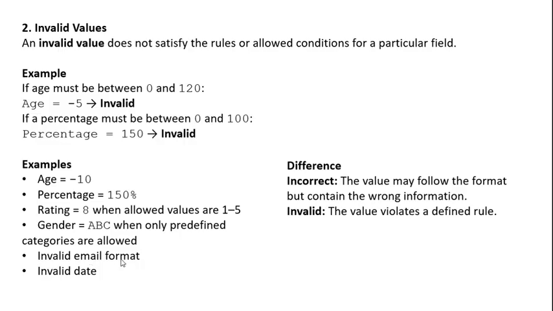Other examples are invalid email formats and invalid dates. The difference from incorrect is that the value may follow the format but the information is wrong, while invalid means the value does not follow the defined rules.